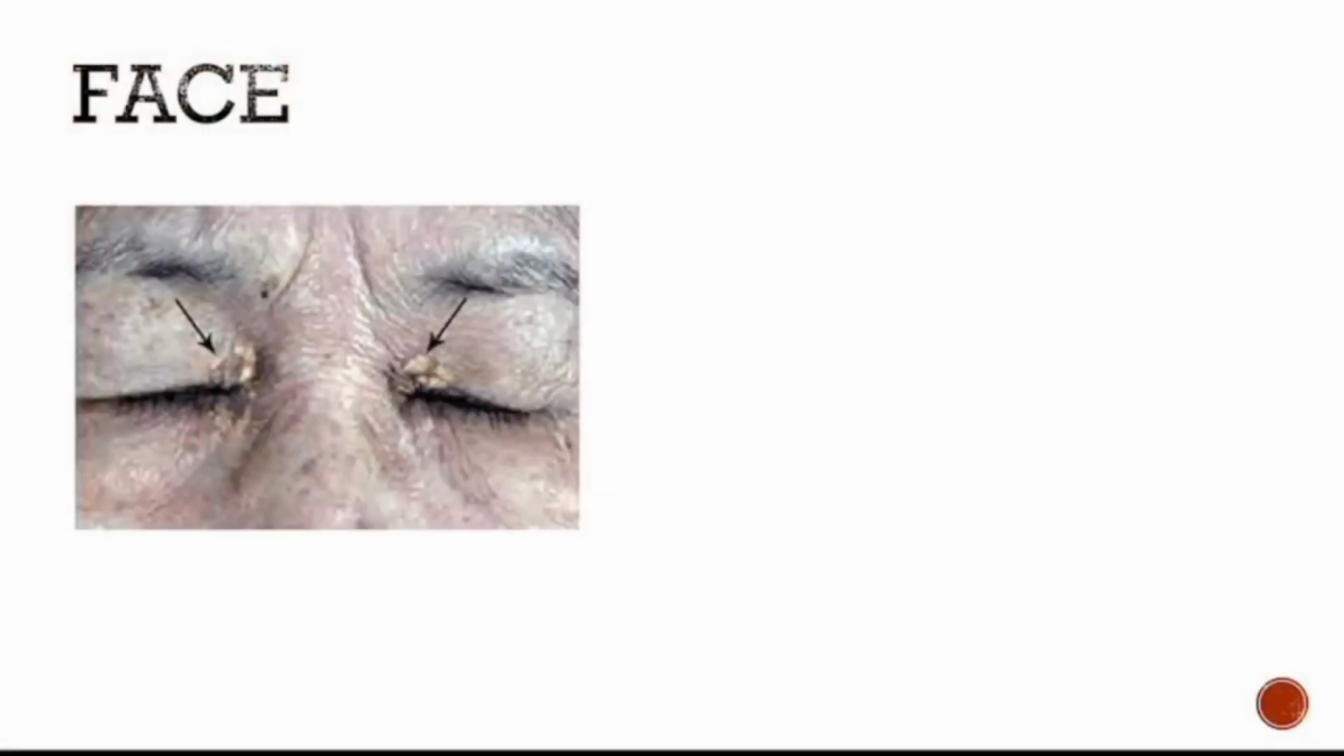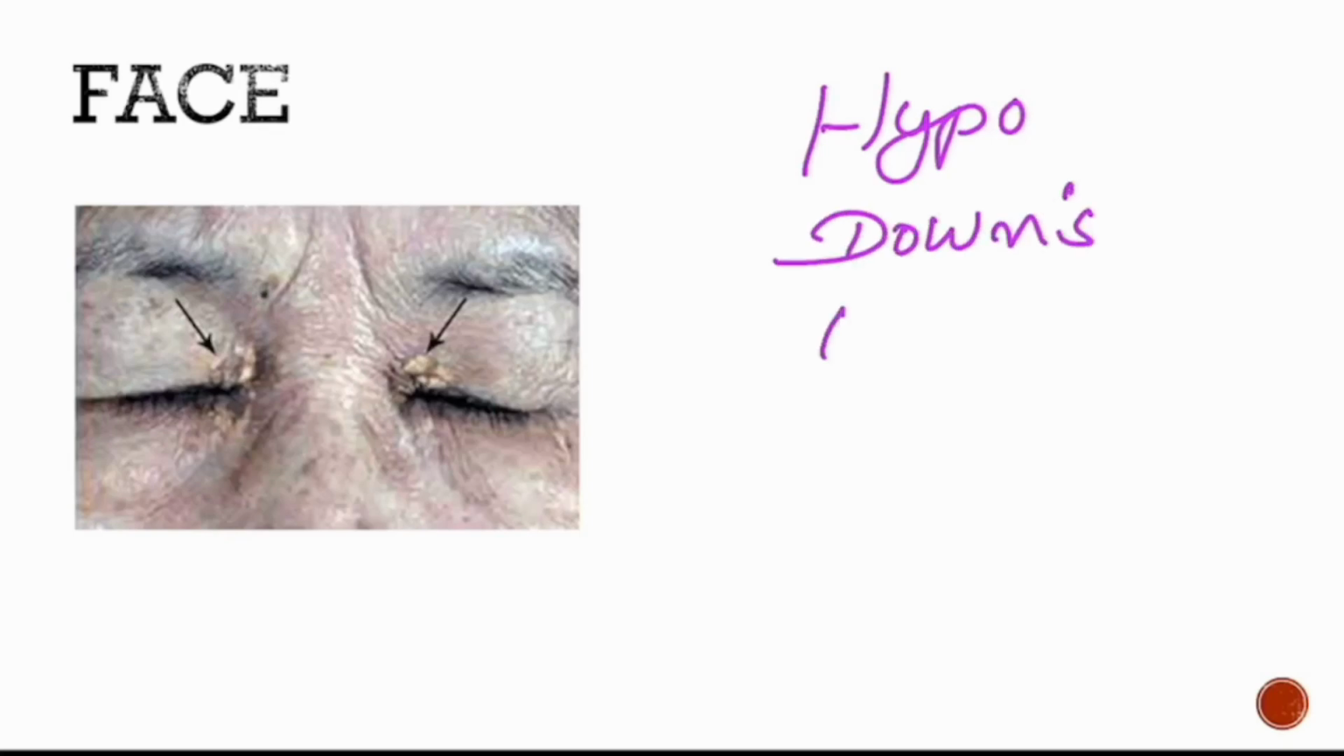Now look at the face. Some of the diseases can be diagnosed by looking at the face. For example, somebody with hypothyroidism, or somebody with Down syndrome, elfin facies, or cyanosis. So there are certain facies we should try to identify.